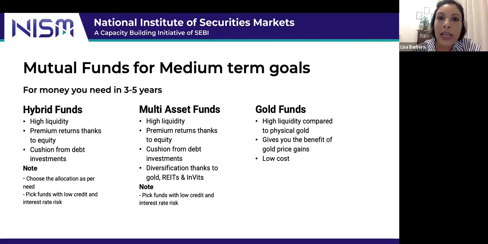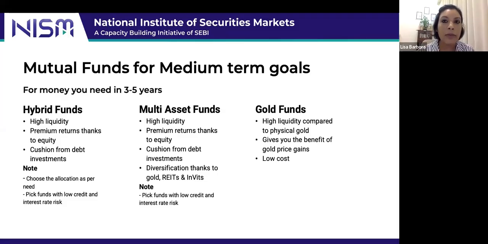Hybrid funds include equity and debt investments, or fixed income investments, in different proportions. Depending on whether you want to take little risk or more risk, you can choose the type of hybrid funds, because you get aggressive hybrid funds with 65% or more in equity, and conservative ones also with only 20% in equity. Of course, returns will be commensurate depending on what kind of equity exposure there is.